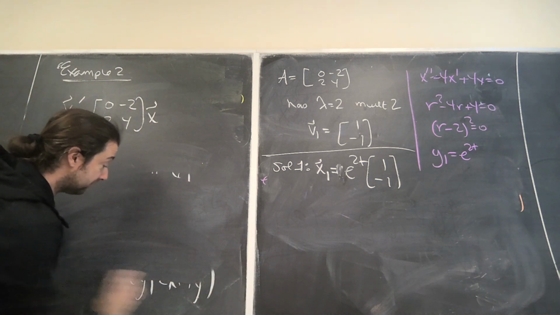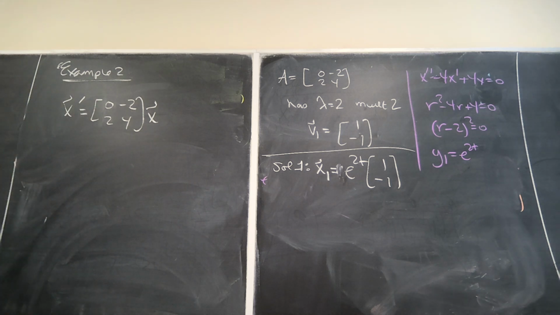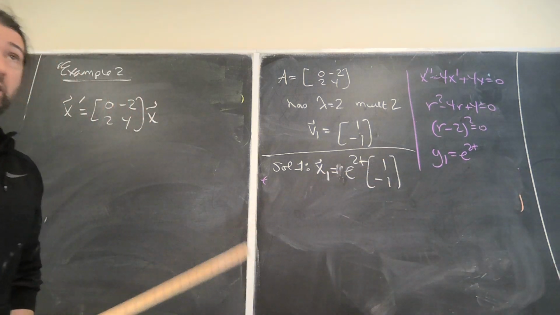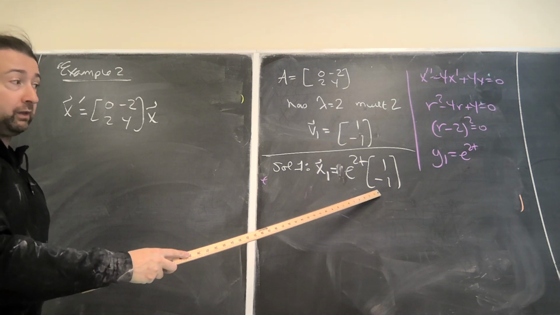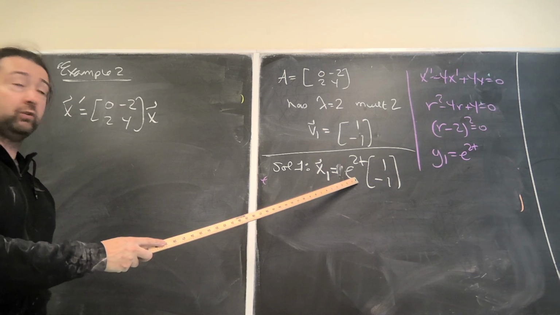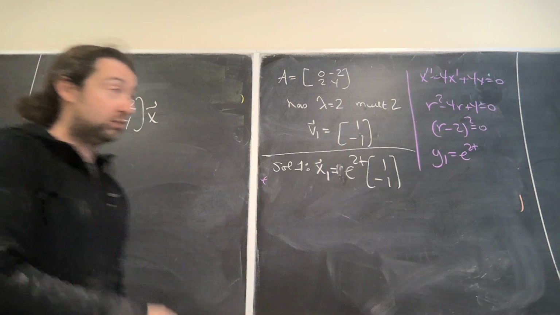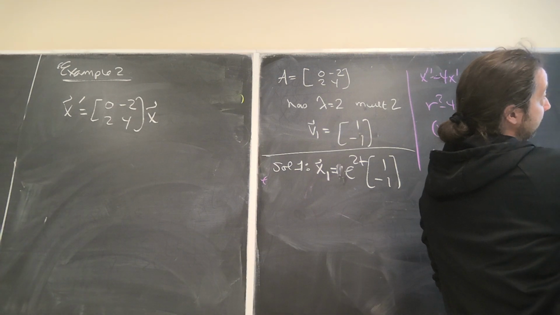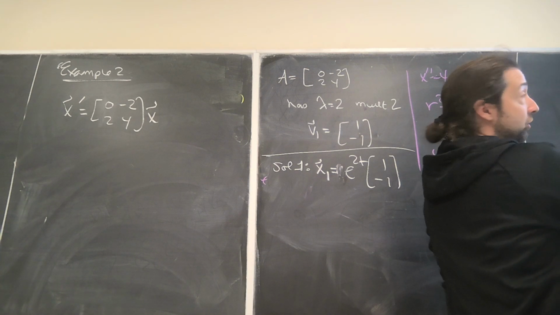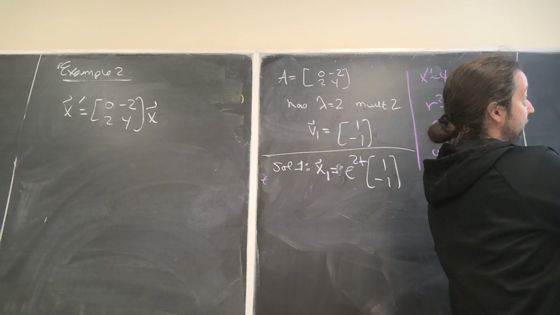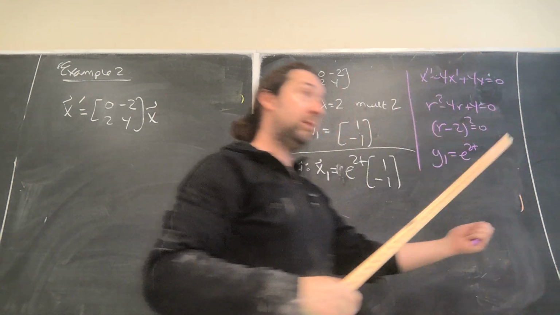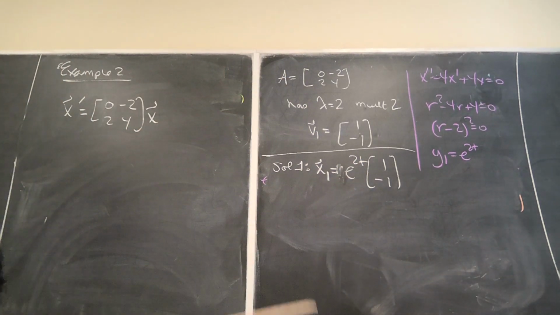So I'm proposing that the first fundamental solution to this differential equation says start on the line dictated by the vector 1, negative 1, and then travel like e to the 2t. So just like if you're on this side, you go this direction. If you're on this side, you go that way. That's the fundamental solution. Start on the line, stay on the line.